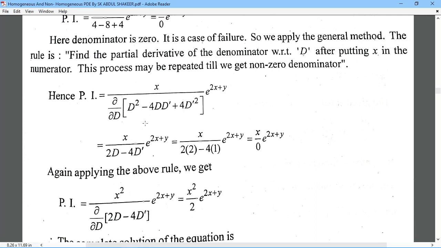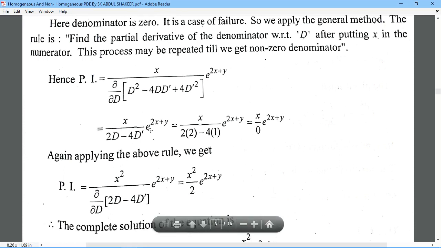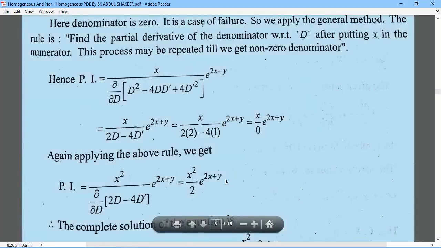That is, we have to increase the power of x, that is x square should be taken in the numerator, and the denominator should be differentiated with respect to d. 2d derivative is 2, minus 4d dash derivative is 0. Again we have to replace d equal to 2 and d dash equal to 1, but there is no d or d dash to replace. Thus it is the required particular integral.